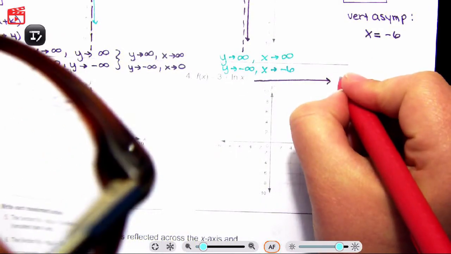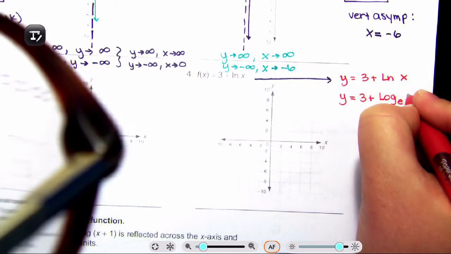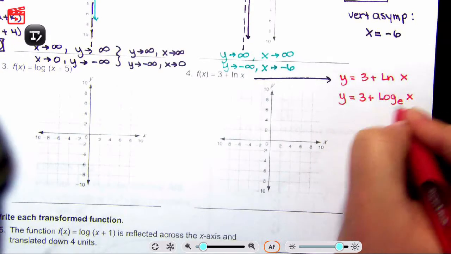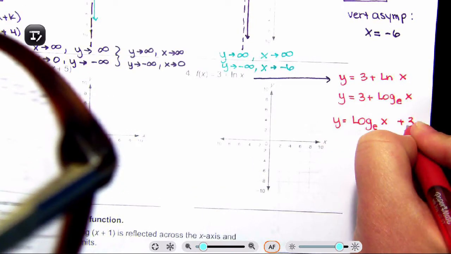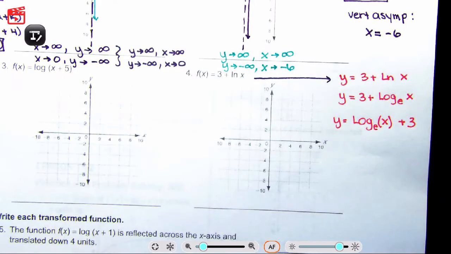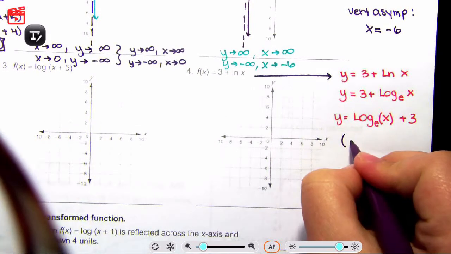So let's do y. y equals 3 plus ln x. Again, natural log of x. So y equals 3 plus log base e of x. And I'm just going to move that 3 over just because my OCD is kicking in and I prefer my k values to be on the other side. You can put that x in parentheses if you wish, so you don't think that 3 is your h value, which is not. All right, nothing really changes after that.